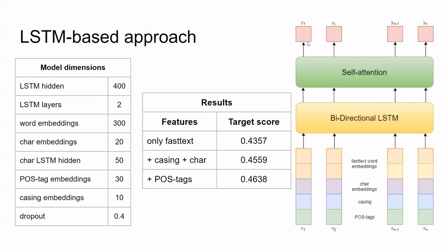So, let me describe our solution for the NER task. First, we used an LSTM-based approach. We tried different features like fastText word embeddings, character embeddings, casing patterns, and POS tags. As a model, we used a 2-layer bidirectional LSTM followed by self-attention. Model dimensions and results of adding different features are shown in the tables on the slide.